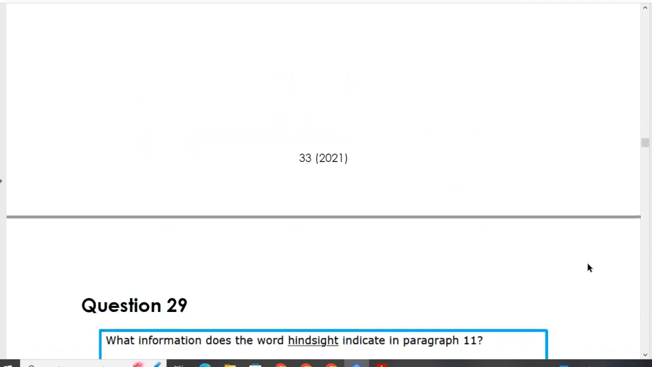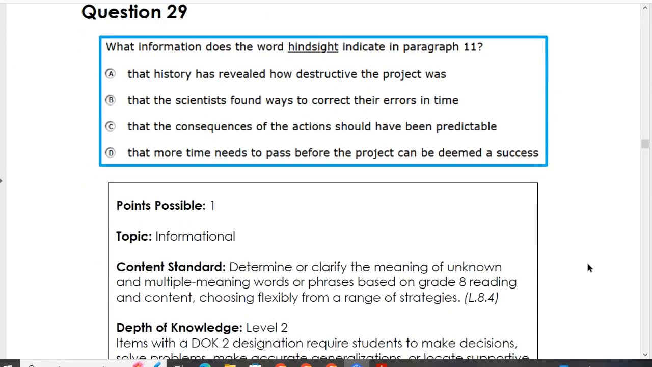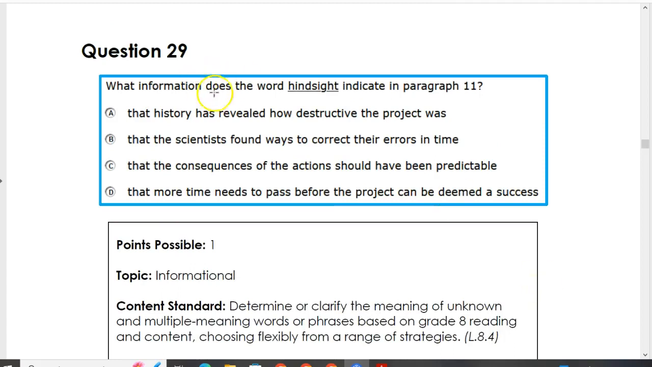All right, question 29. This is a one-pointer, level 2. Determine or clarify the meaning of unknown or multiple meanings of words or phrases. So what information does the word hindsight indicate in paragraph 11? So we can find this in paragraph 11. We're looking for the word hindsight. What information does hindsight indicate?